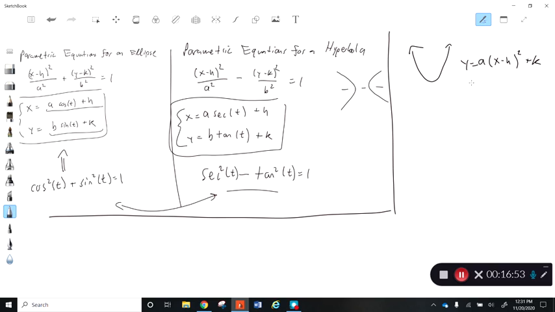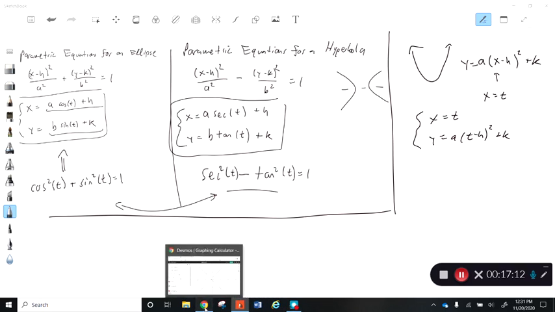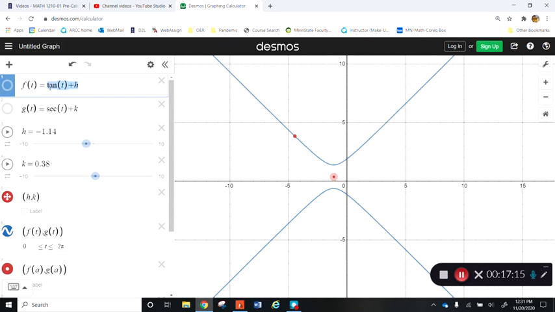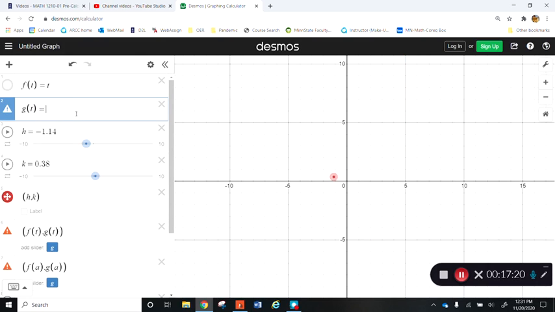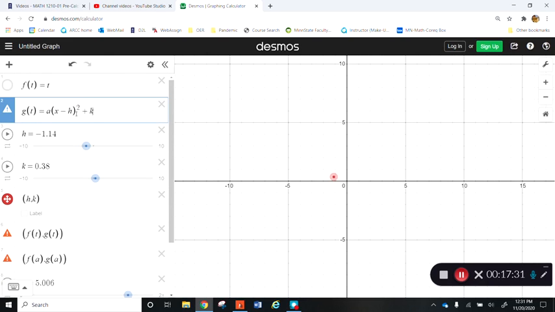Okay. So for that, we can use the trick I mentioned in a previous video, which is just to let x equal t. Then we're going to have x equals t and y equals a times (t minus h) squared plus k. That'll do it. So let's go over and display that one on Desmos. f of t is my x coordinate. That's just going to be t. And then g of t, we're going to do a, and we'll make a slider for a in a second. That's the scaling factor. And then times (t minus h) squared, and then plus k.